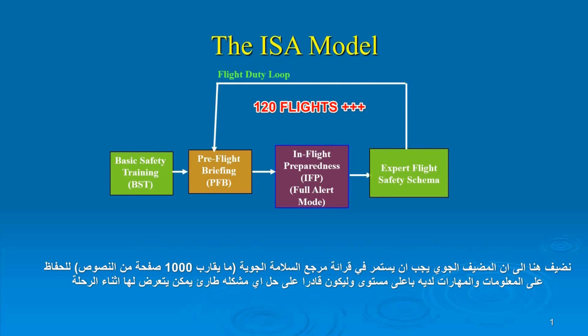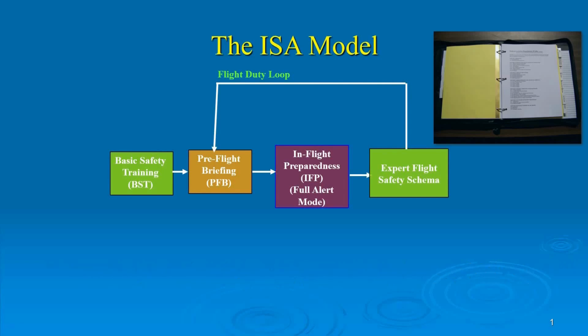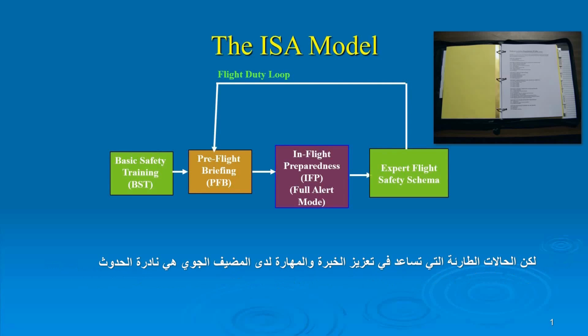We add here that the flight attendant should carry an approximately 1,000-page safety manual and should keep reading this text-based manual to keep his knowledge and skills up to the standard and be able to solve any emergency situation that might arise on board. But an emergency situation that might enhance the flight safety schema rarely happens.